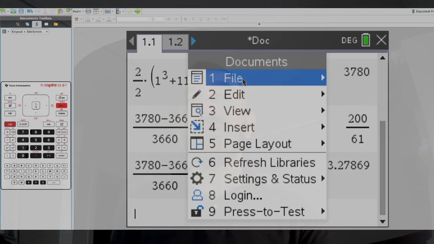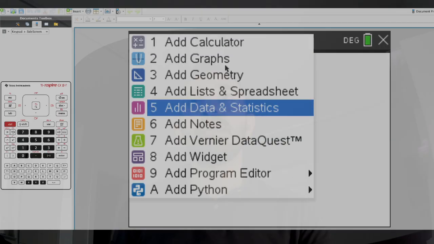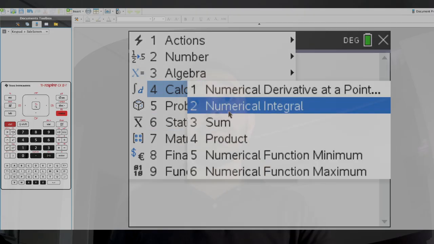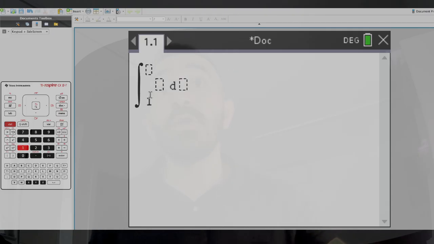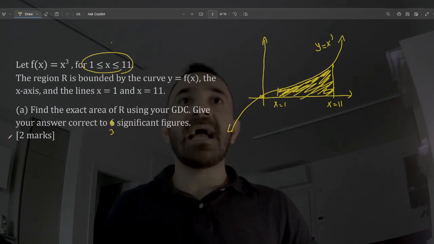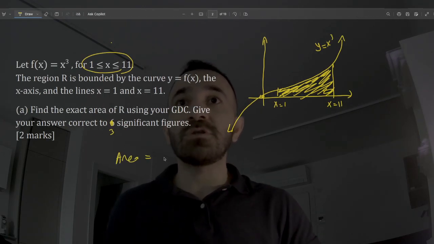Menu, file, new document. I'm going to add a calculator. Menu, calculus, numerical integral. You're going to put the intervals, which is from 1 to 11, x equals 1 and x equals 11. What is your function? X to the power of 3. And here you're going to put dx. This is the way to put it into the calculator. You put your function and the x values, so x from 1 to 11. Press enter: 3660. So this is the exact area. The exact area equals 3660 units squared.